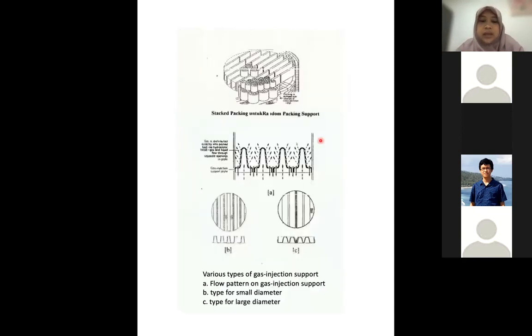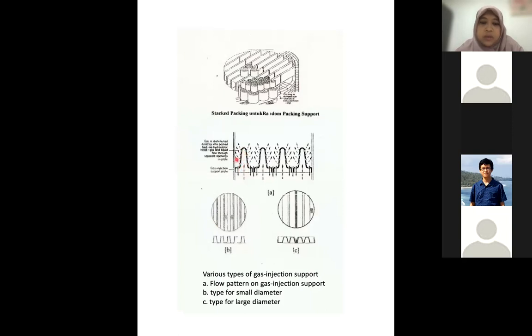The next one is the gas injection support. So from the bottom it looks like this, and in here there are a lot of holes. So the gas is distributed directly into the packed bed, and there is no hydrostatic head.